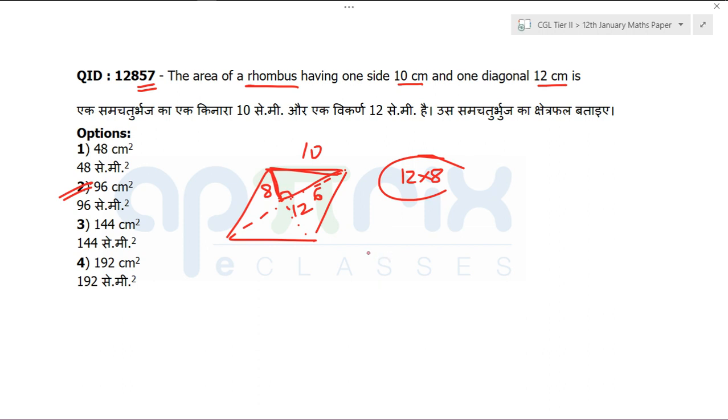Even if you don't know that, that's not a problem. Because look, this is going to be two congruent triangles, this one and this one. So you find this triangle's area, that will be half into 12 times 8. Double it, that will be 12 times 8, that is 96, or half d1 d2. Both are going to work over here. I hope everyone is getting what I'm trying to say. This question is very simple, and you can find the area of the rhombus without any problem.